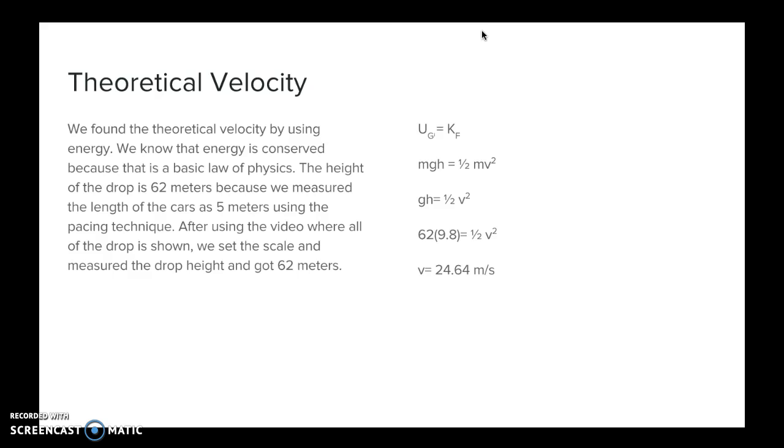Now, theoretical velocity. We found this by using energy. We know that energy is conserved because that is a basic law of physics. The height of the drop is 62 meters. And so we just said U_g equals K_f. After canceling out mass, because mass doesn't matter, we found that the theoretical velocity at the bottom of the first hill would be 24.64 meters per second.